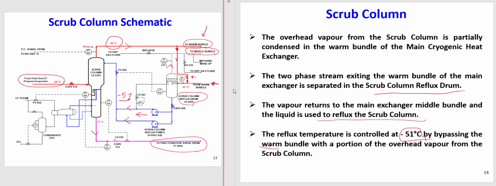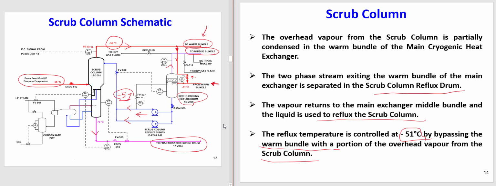So by bypassing the warm bundle with a portion of the overhead vapor from the scrub column, we have a vapor that is going to the warm bundle. We can take a side stream bypass, and mix it with the stream that is coming from the warm bundle of the main cryogenic heat exchanger to adjust this reflux temperature.